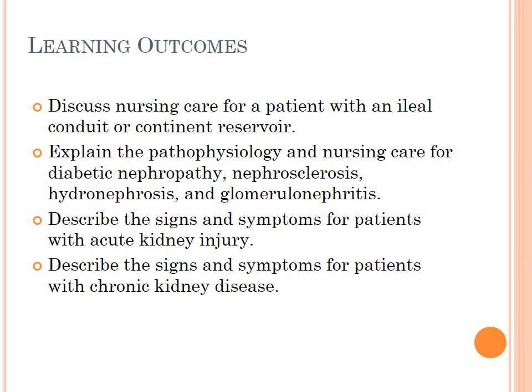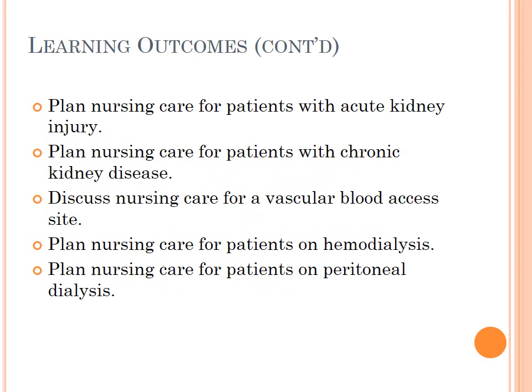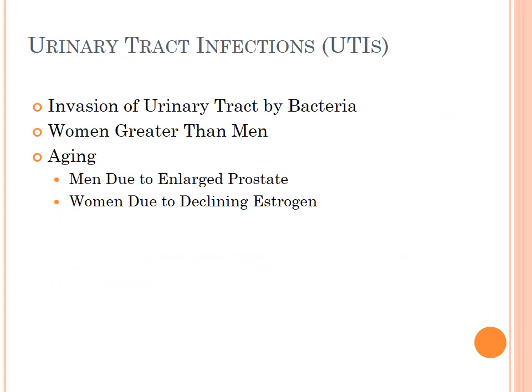What's going on with clients that have diabetic nephropathy, nephrosclerosis, hydronephrosis, and glomerulonephritis. Symptoms of patients with acute kidney injury as well as chronic kidney disease. And we're going to talk about nursing care for clients with acute kidney injury, chronic kidney disease, those that have vascular access sites for dialysis, and patients that are on peritoneal dialysis.